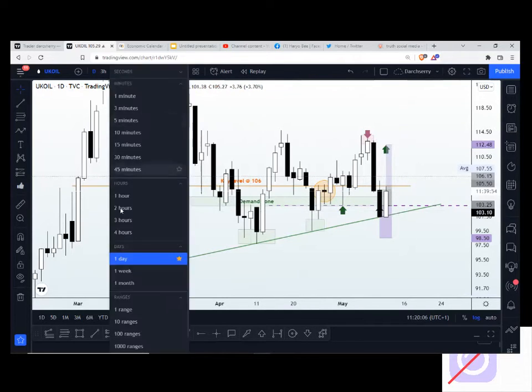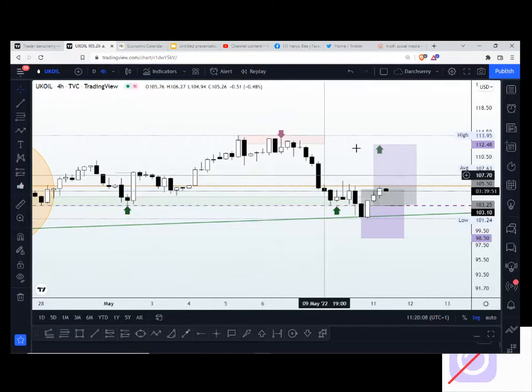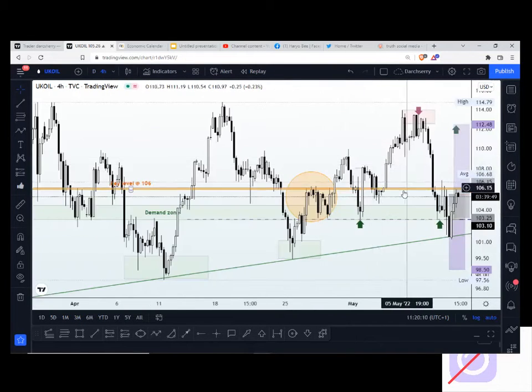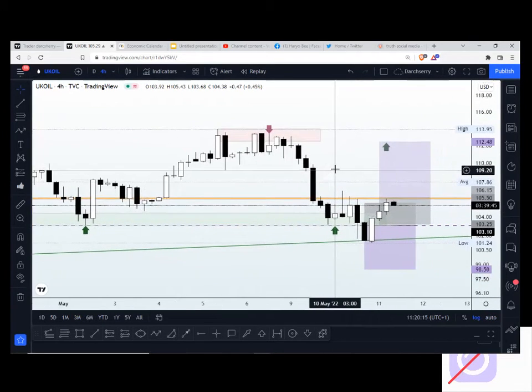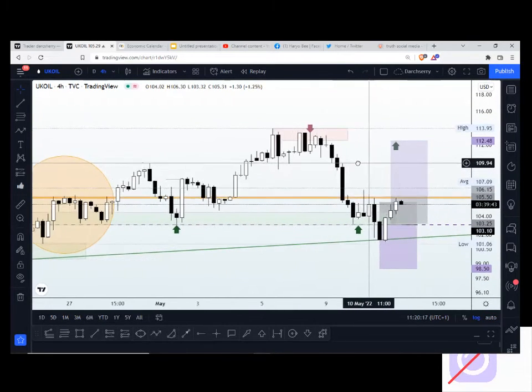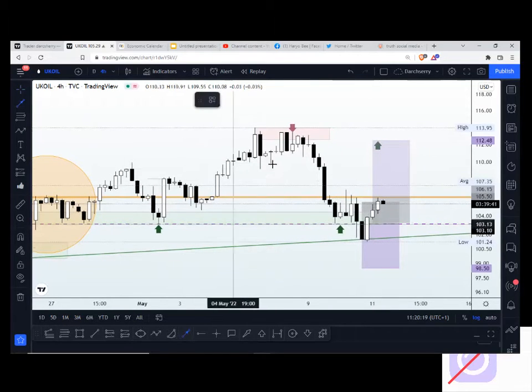So scaling down to 4 hours, let's see what's happening on the 4 hours. Okay, on the 4 hours time frame, we have something that looks more like this, and we have an impulse leg which we can work with. You can see what happened since the 5th of May.